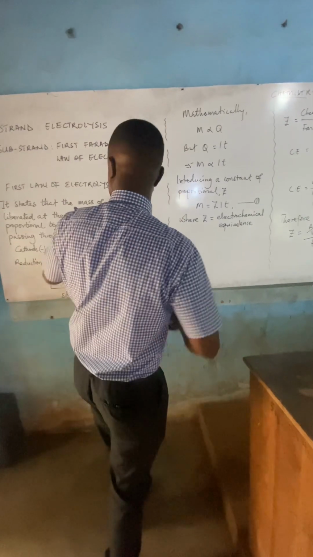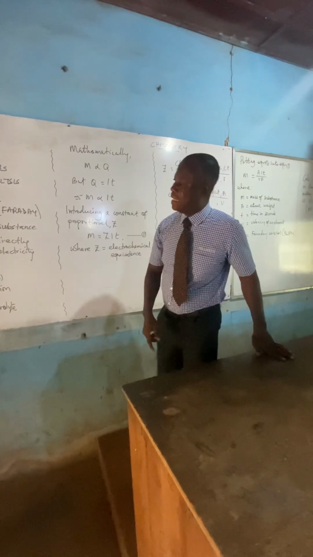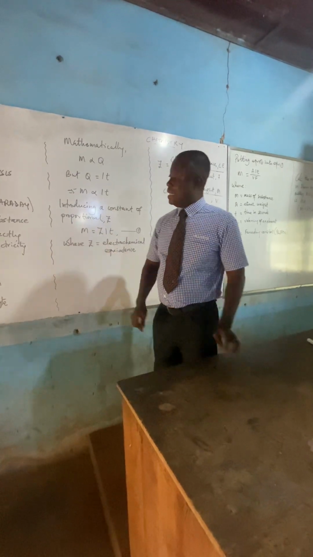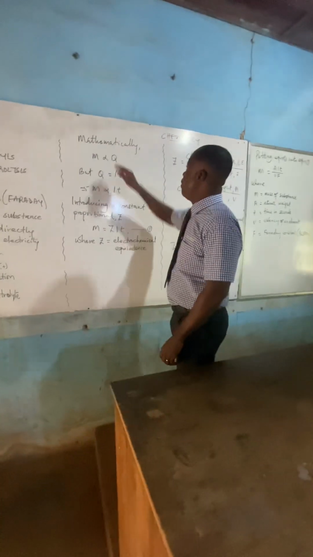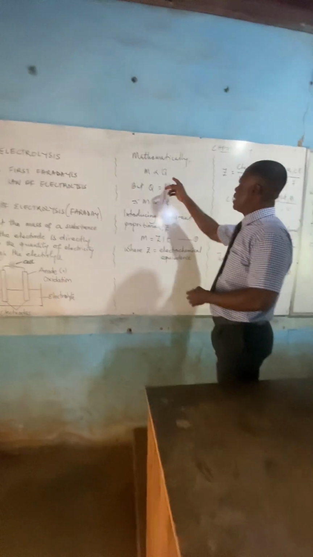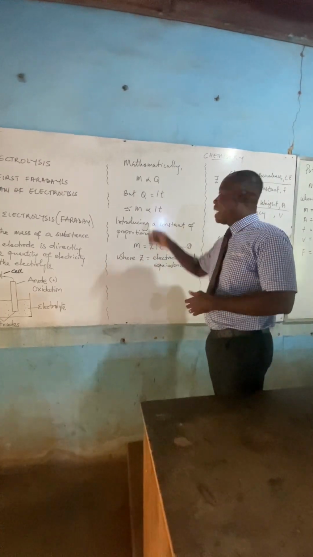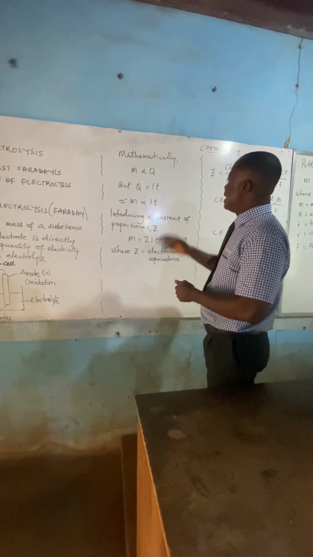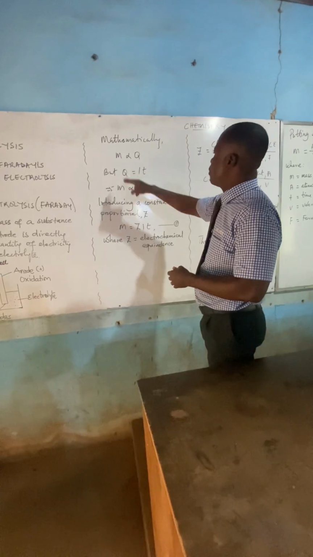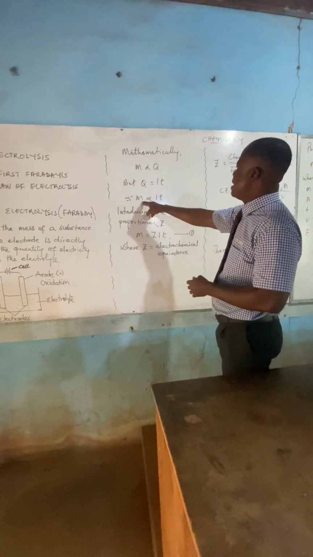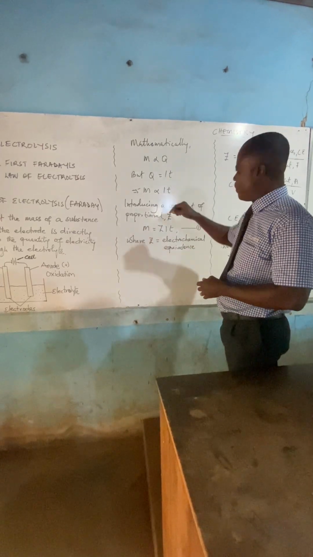Now, according to the law, the mass of a substance liberated at the cathode, which is the electrode, is directly proportional to the quantity of electricity passing through the electrolyte. So mathematically, M is proportional to the quantity of electricity, Q. But Q is equal to current times time, which is IT. So if Q equals current times time, then mass is directly proportional to current times time, which is the quantity of electricity.